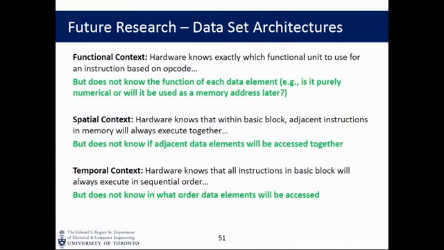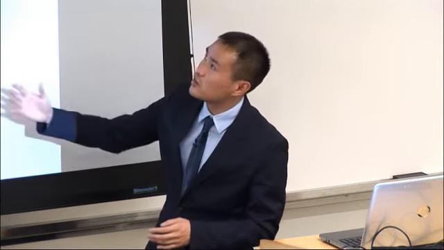So for example, if we compare the ISA and the DSA for functional context, with the ISA, hardware knows exactly which functional unit to use for an instruction because it has the opcode. But it doesn't know the function of each data element. Is it purely numerical? Will it be used as a memory address later? I could see you performing integer adds and multiplies, but I can never guarantee that you're not going to dereference this later. So I can't do anything about that.